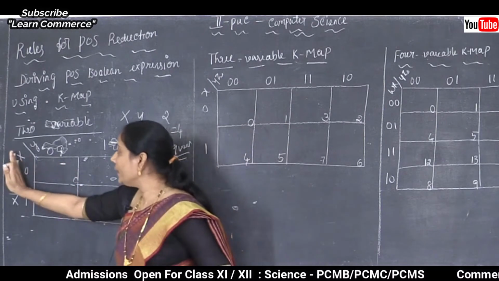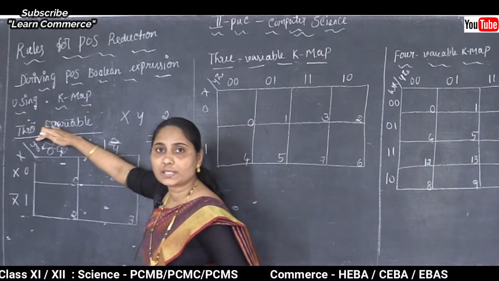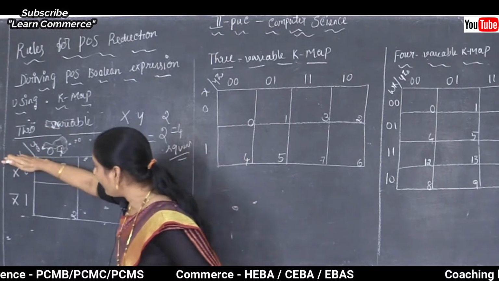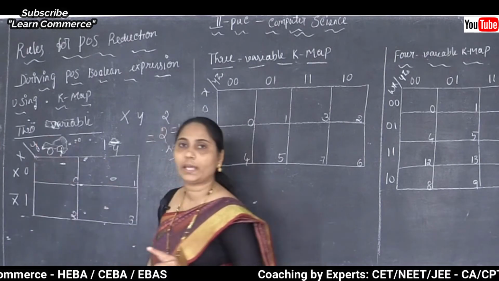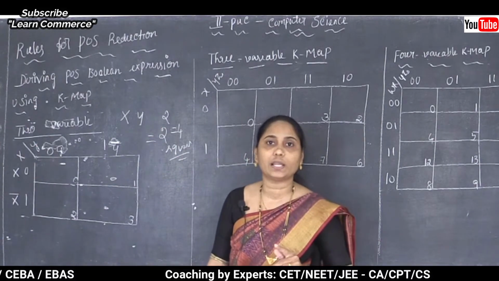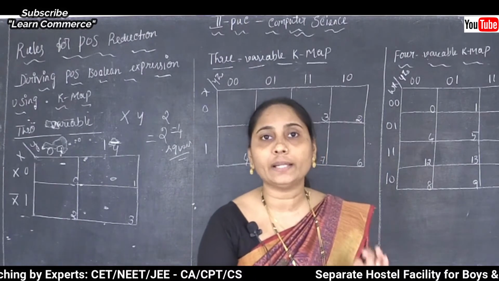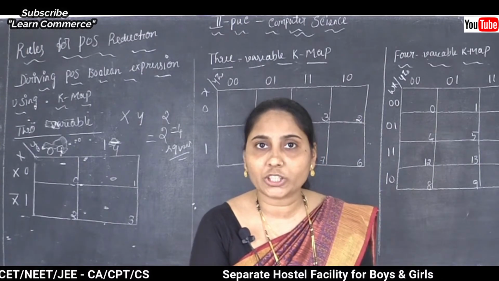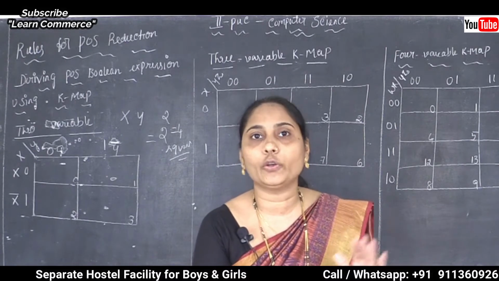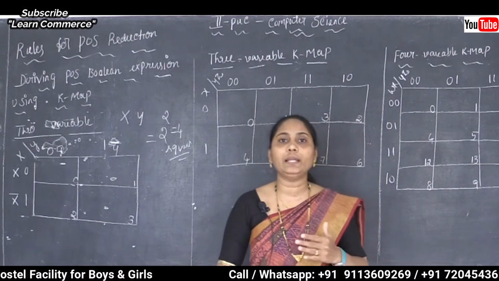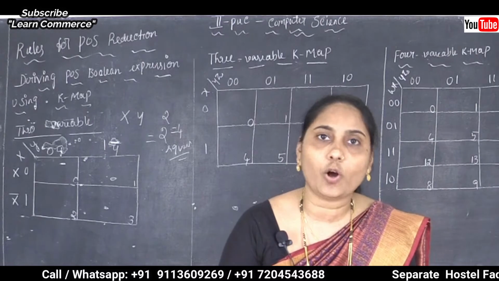On the left side there is one set for X, and at the top one set for Y. On the left I am using the values 0 and 1, and at the top of the K-map also the values 0 and 1. Before writing where to take the complementation and where not to, we need the definition or meaning of the max term.